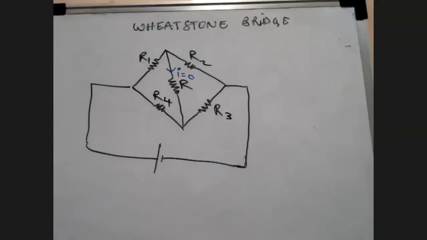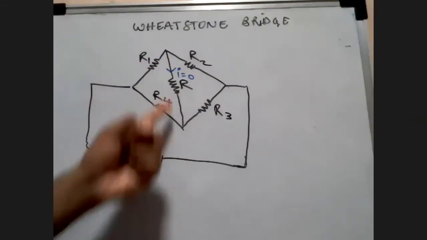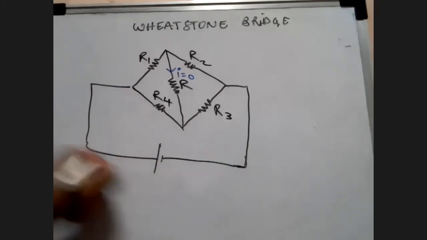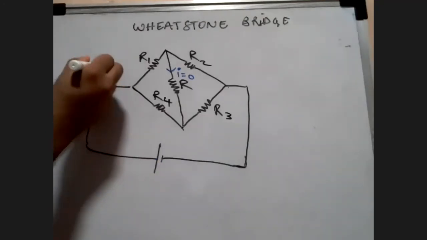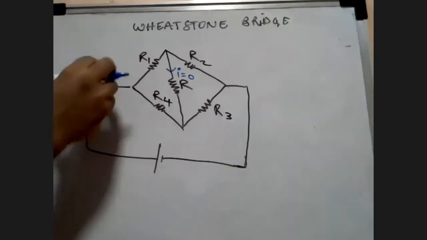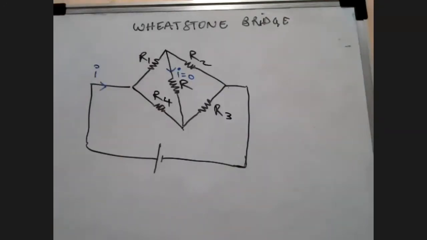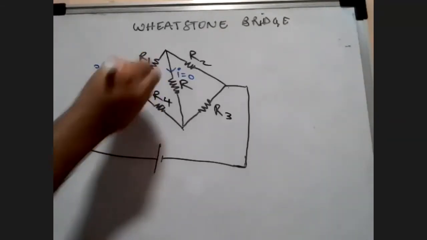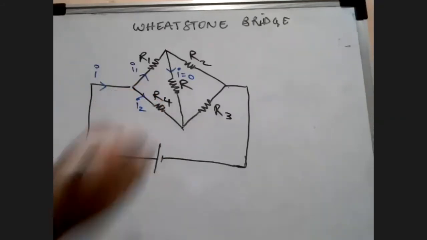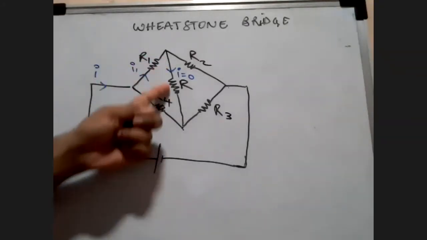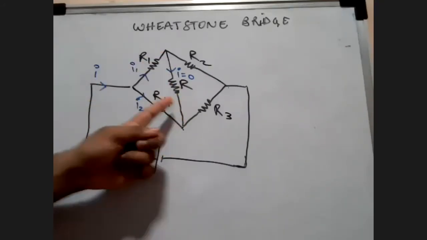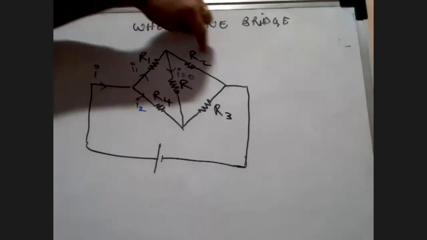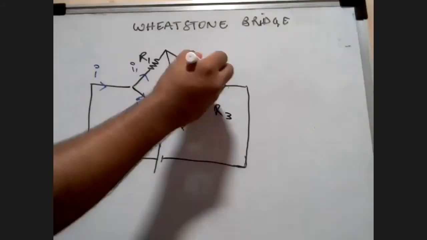Just assume. If you consider the current through this resistance to be 0, then when the battery is distributing the current, let's say it's I, it will be distributed as I1 and I2. I will say I1 here and I2 here. In this case, if the current through this resistor is 0, can I say that the current I1 going through this will be the same current going through this? Yes or no?